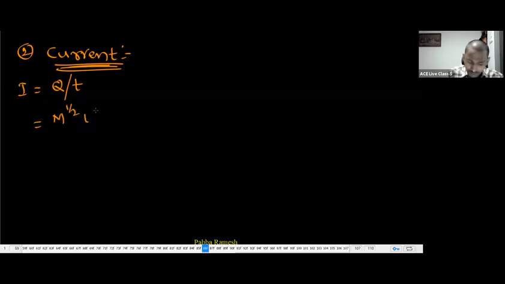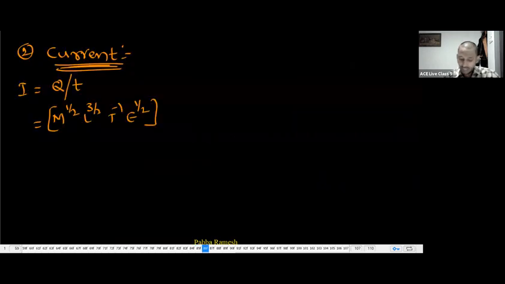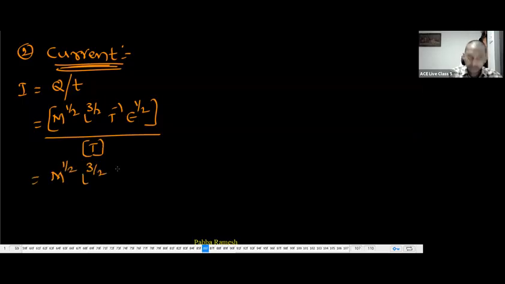So therefore, what is charge? M power 1 by 2, L power 3 by 2, T minus 1, epsilon 1 by 2. Just verify every time. M power 1 by 2, L power 3 by 2, T minus 1, epsilon power 1 by 2, divided by time. So therefore, what will be there? M power 1 by 2 as it is. L power 3 by 2 as it is.